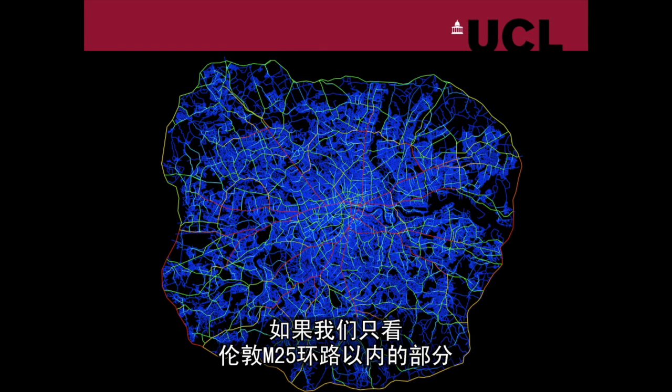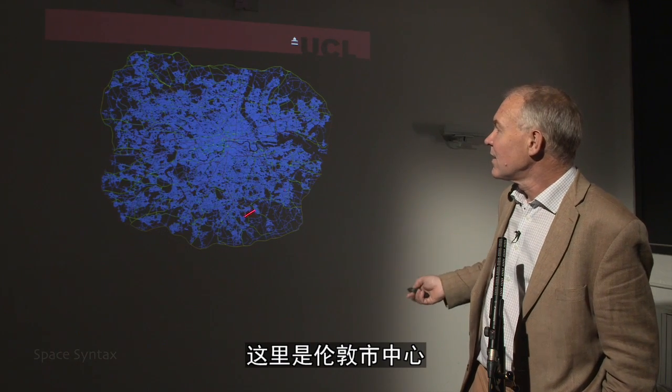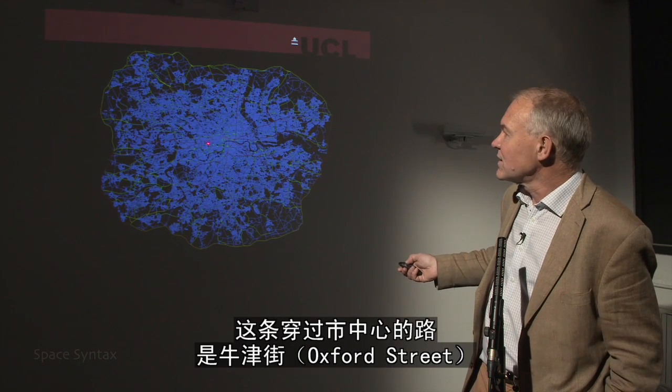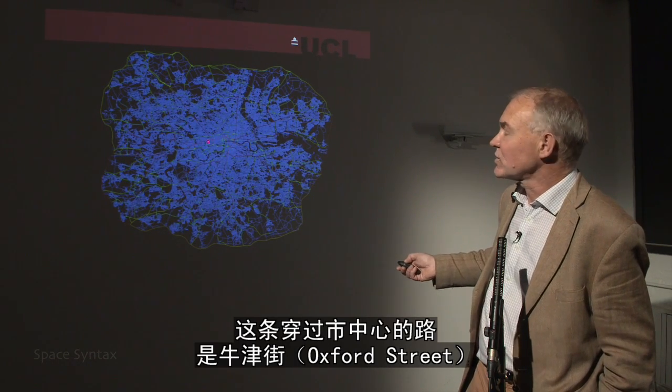If we then look just at London within the M25 orbital motorway, we can see here that the centre of London, this road down through the centre, is Oxford Street. Now, for those of you who've been to London, Oxford Street is the main shopping street. It's in fact the main shopping street in Europe. It's the most popular shopping street in Europe. And it's the place that we all go to department stores and so forth.